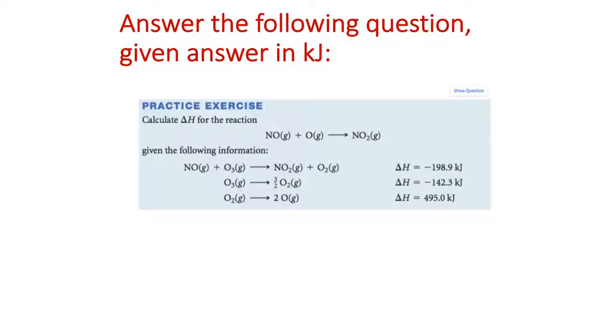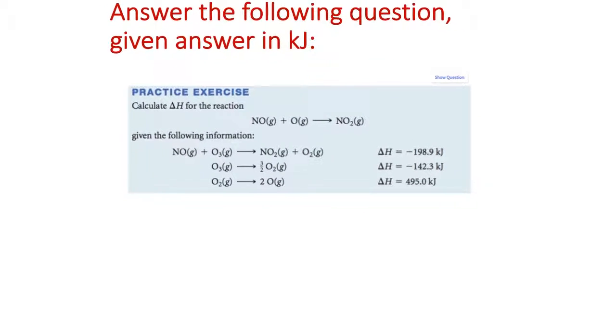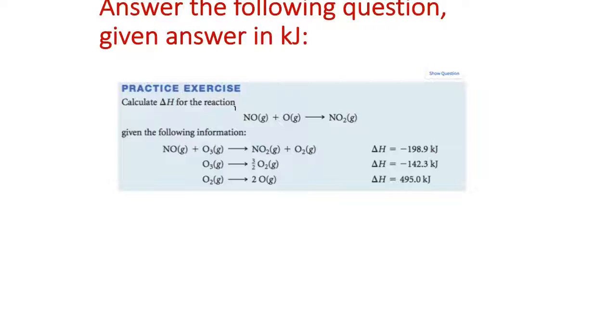So let's say we have this particular problem where we're trying to calculate the delta H of this reaction: NO plus O goes to NO2. Notice everything in the problem is gaseous, so you could almost ignore the physical state in terms of writing it out, because there is a lot of writing in these examples sometimes. What we want to do is take these three reactions and see how we can manipulate them to add exactly up to this particular reaction with everything else canceling out. And so let me flip back for a second.